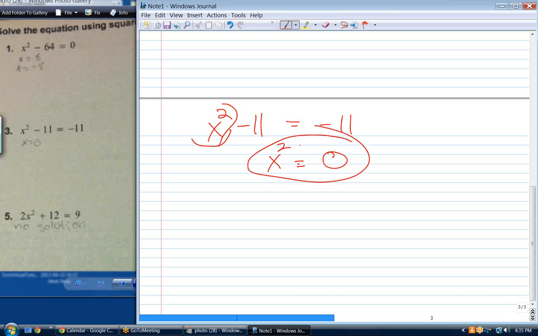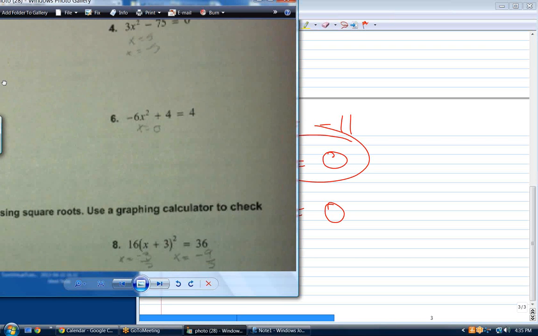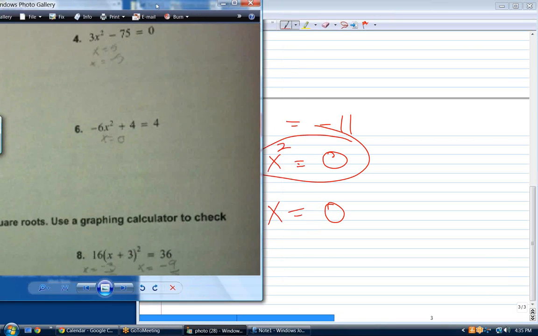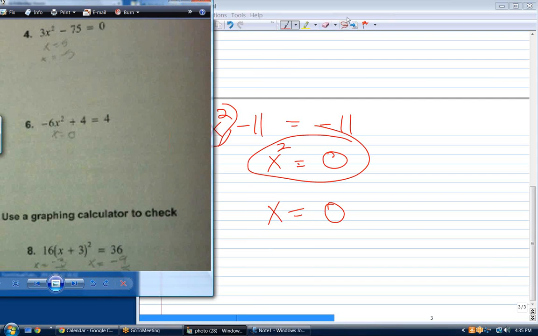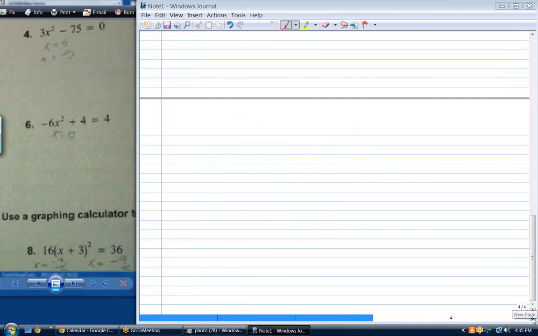Now we have this. What's the next step? Find the square root. Square root of both sides. Square root of 0 is 0. X equals 0, yeah. And that's the only one you don't have to put the plus or minus in front of, because 0 is 0. In other words, plus 0 is the same as minus 0, so we don't have to say plus or minus. Okay, how about this one here?